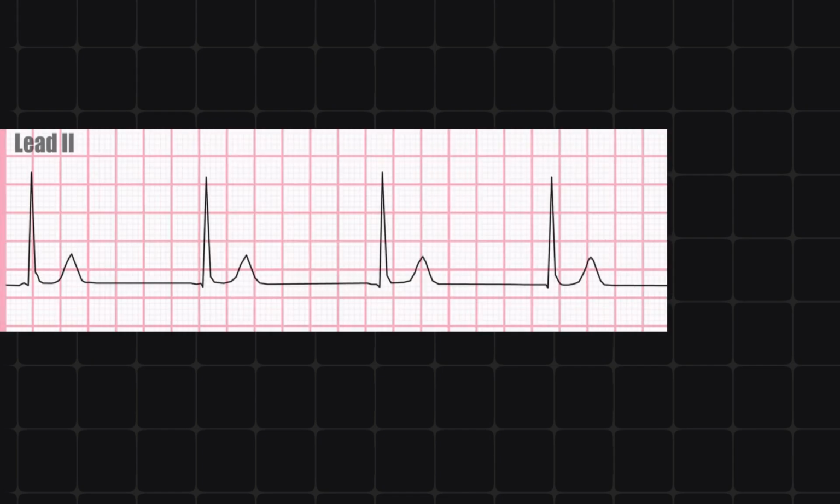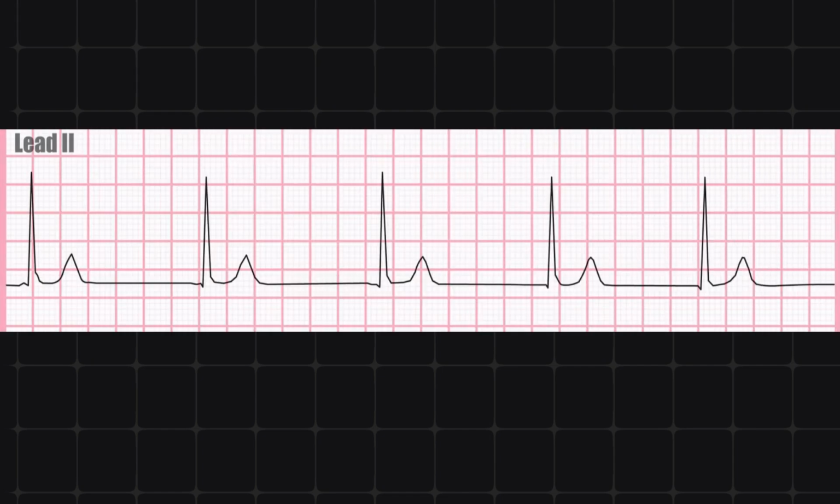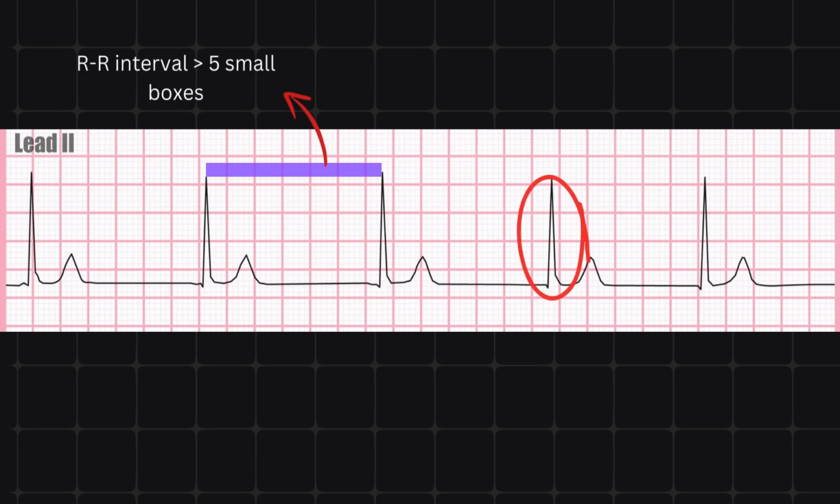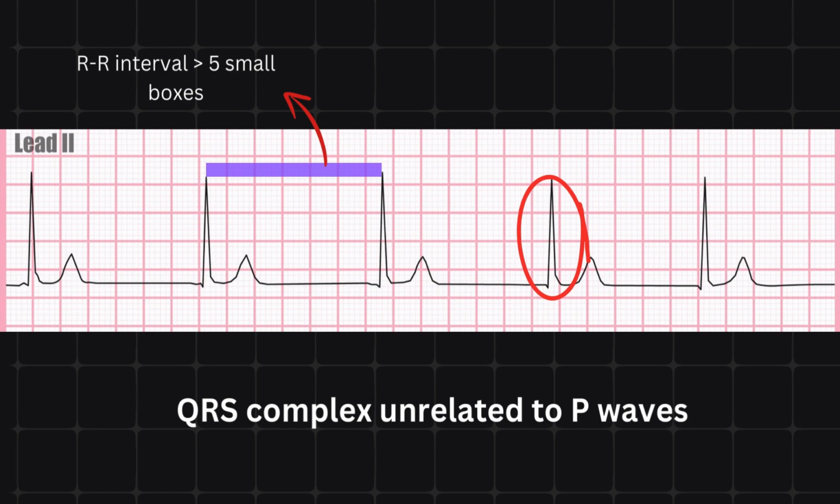Junctional rhythm is generated by tissue at the atrioventricular junction. In its ECG, there will be a rate of 40 to 60 bpm. QRS complexes are typically narrow, less than 120 milliseconds. There is no relationship between the QRS complexes and any preceding atrial activity.